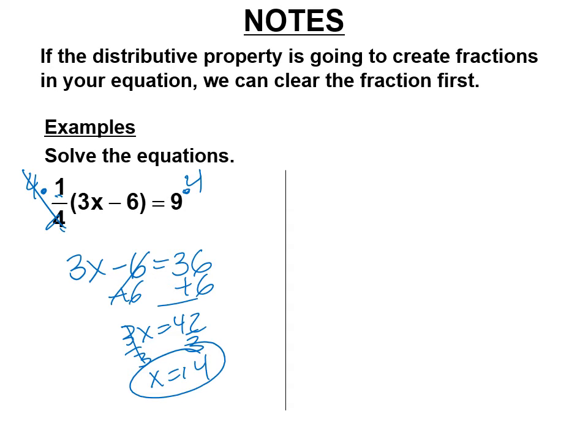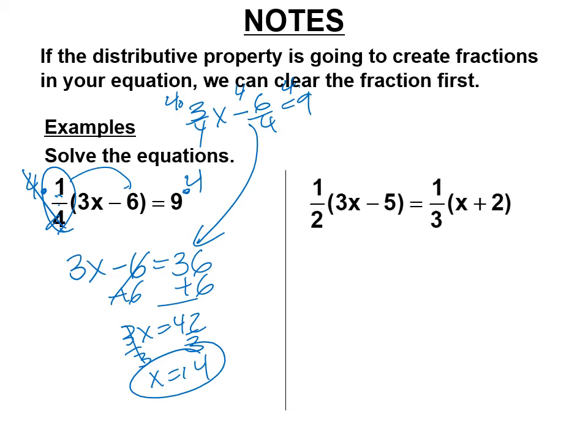Okay, so you could have distributed and gotten what? I'll do it the distributive property way up here. It's 3/4 x minus 6/4, 1/4 times 6, equals 9. And then you could have multiplied everything by 4. And when you do that, you'll get the exact same equation we got. So you're allowed to do this if you want. All right, so same thing here.